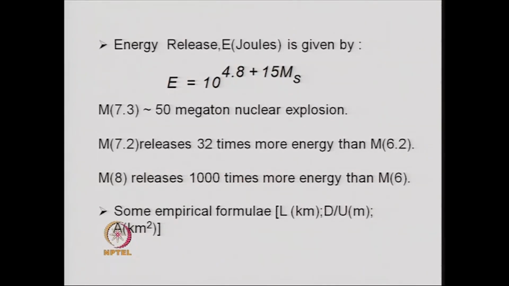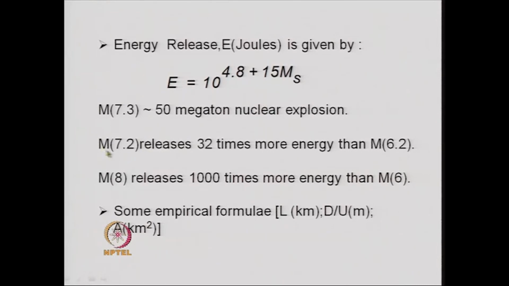The energy release in an earthquake is related to the magnitude from several observations. The equation here gives the relationship between the surface magnitude and the energy release. Energy release is measured in joules. A magnitude of 7.3 is equivalent to a release of 50 megaton nuclear explosion.